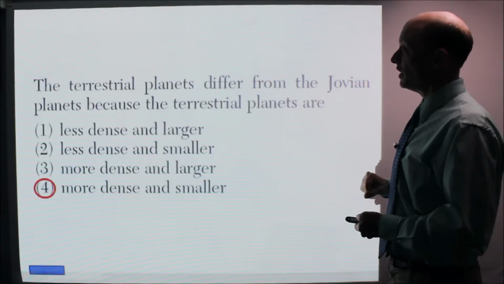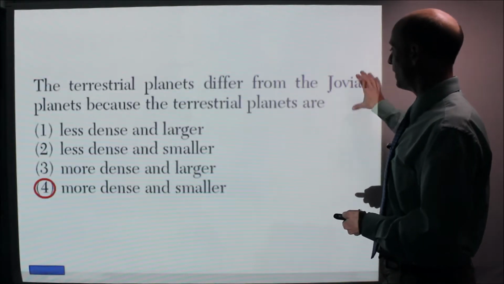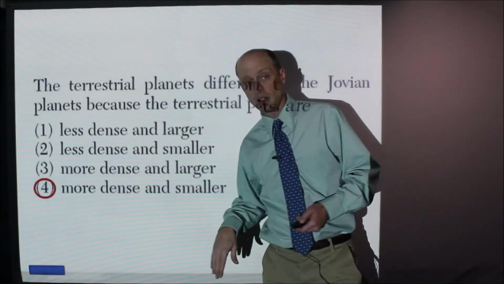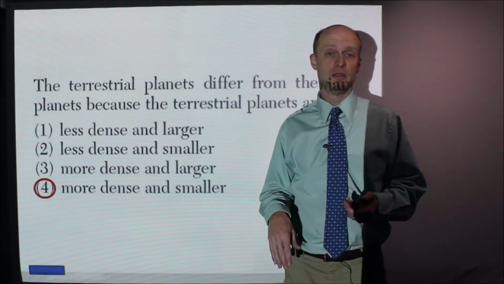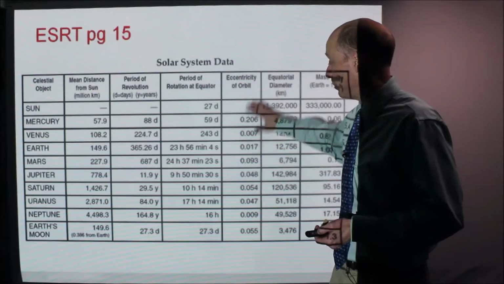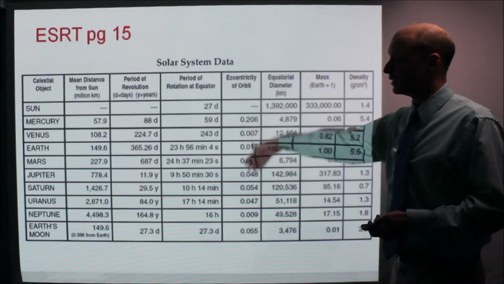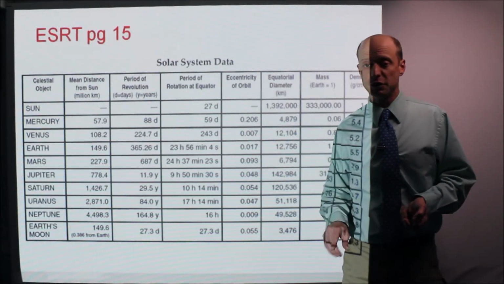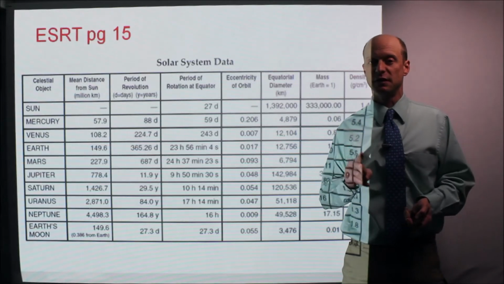And for instance, this is one question. The terrestrial planets differ from the Jovian planets because the terrestrial planets are more dense and smaller, and the way that you would know that or figure that out, you have to look it up here. You'd have to use this chart and compare, really look at the choices. But important to know those terms and know how to use this, page 15 of the reference table.